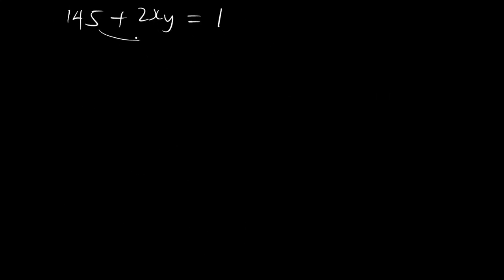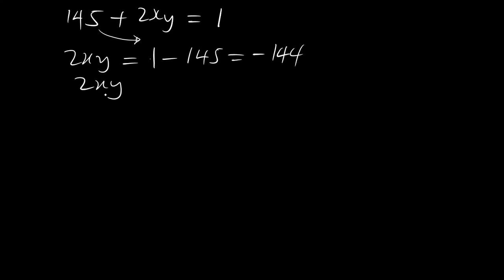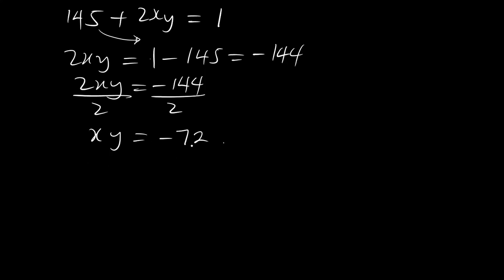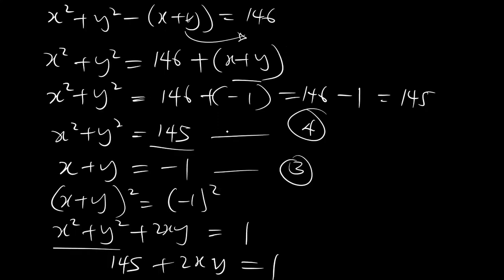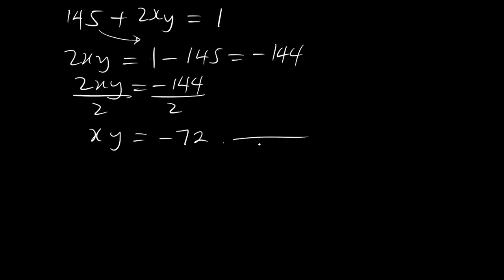Now move this 145 to the other side. You have 2xy equal to 1 minus 145, which will give us minus 144. So 2xy is equal to minus 144. So divide both sides by 2. You have xy is equal to minus 72. So that should be equation 5.